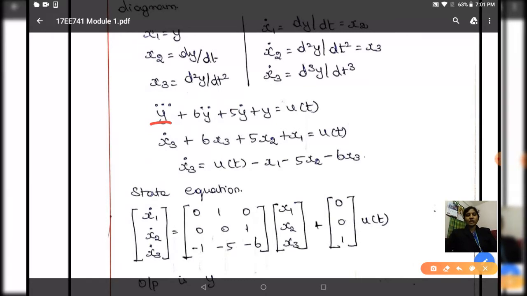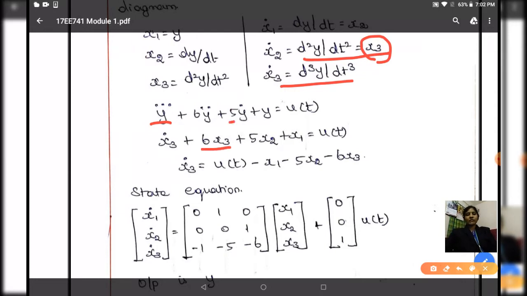Y triple dot is nothing but x3 dot, which is equal to d q by dt square. So x3 dot plus, what is y double dot? Y double dot is nothing but d square y by dt square. What is d square y by dt square? It is equal to x3. So you have to replace 6y double dot with 6x3.